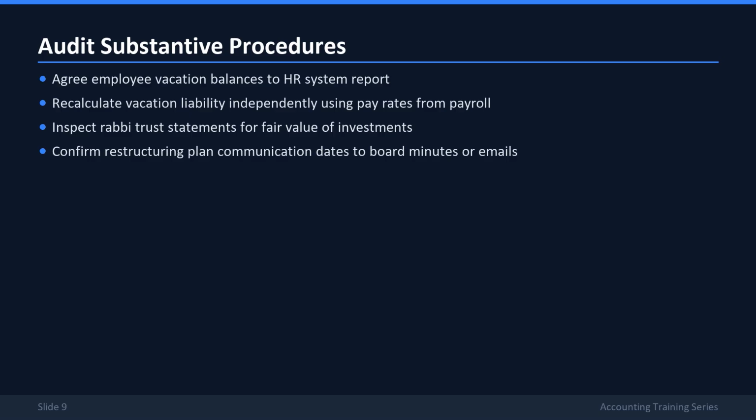Auditors will perform substantive procedures to test compensation liabilities. For vacation accrual, auditors obtain the employee vacation balance report directly from the HR system and independently recalculate the liability using pay rates pulled from the payroll system. For rabbi trust assets, auditors inspect the trust investment statements and agree the fair value to the balance sheet. For restructuring liabilities, auditors request documentation of the plan including board minutes, internal communications, and the written notice provided to employees to confirm the communication date and the content disclosed.